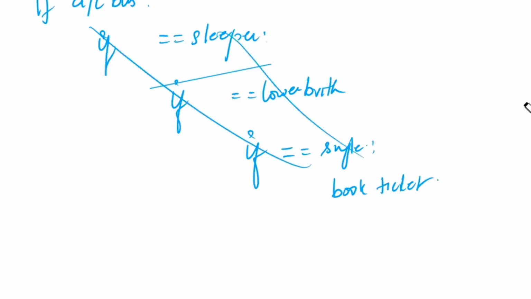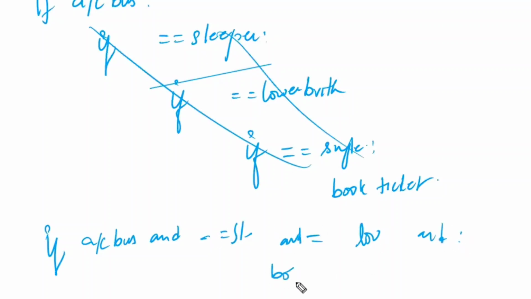Sir, instead of writing like this, directly you can write in a single if: AC bus tickets are available and it is sleeper, and it is lower, and directly you can write and like this and book the ticket. In one line only you can write now. Okay, right. This is one option. This is one more option. Choice is yours.